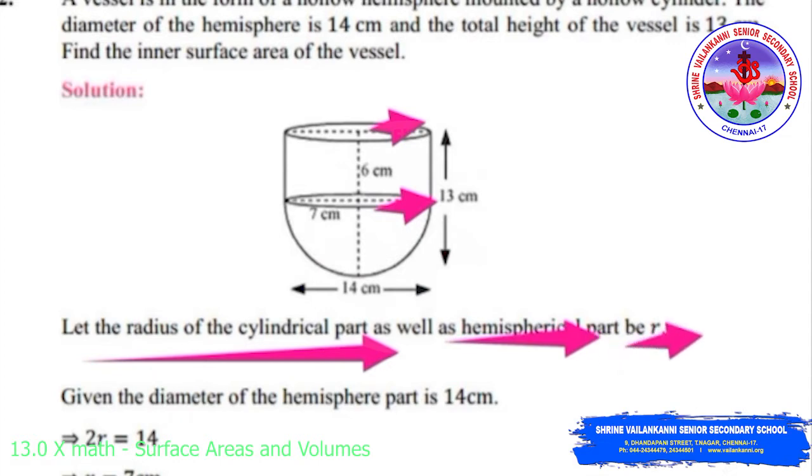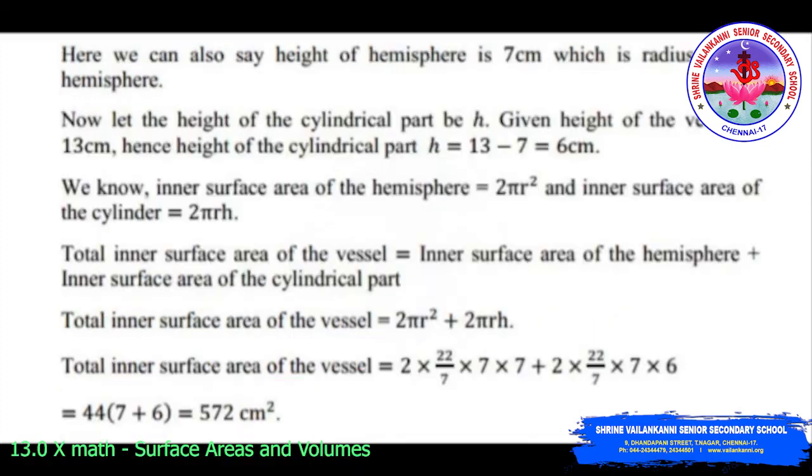So I am taking it as R. Given the diameter of the hemisphere is equal to 14, so radius will be 14 divided by 2, which is equal to 7 centimeter. We can also say that the height of the hemisphere is equivalent to the radius of the hemisphere, which is 7 centimeter. Now the height of the cylindrical part can be got by subtracting the total height of the vessel minus the height of the hemisphere, which is equal to 13 minus 7, which is equal to 6 centimeter.